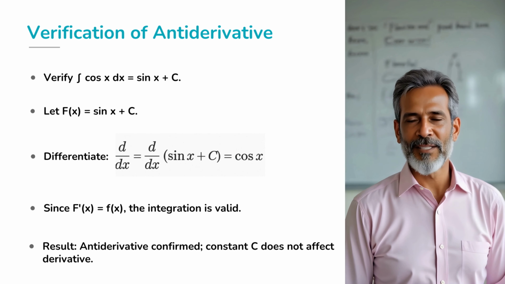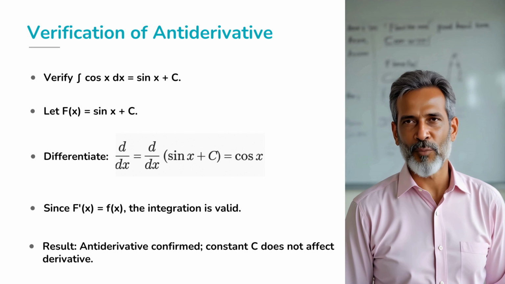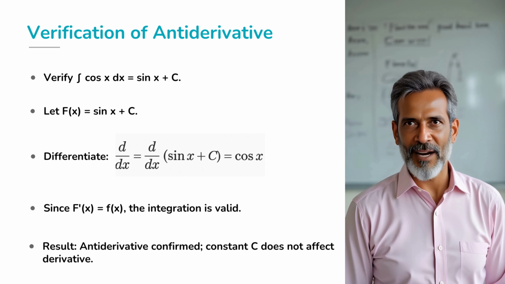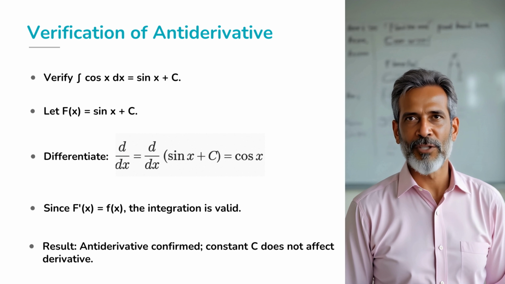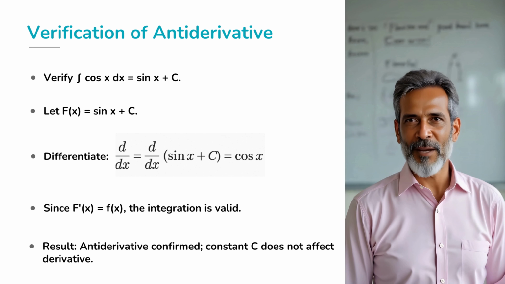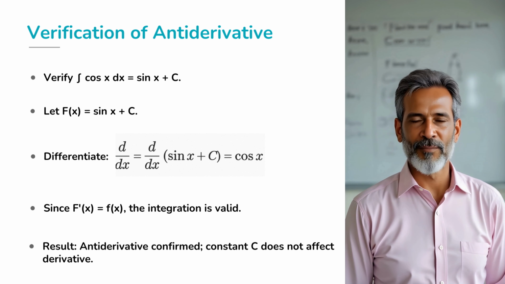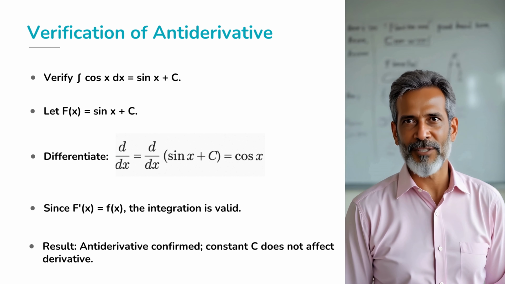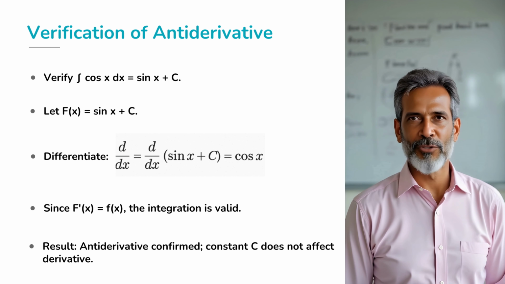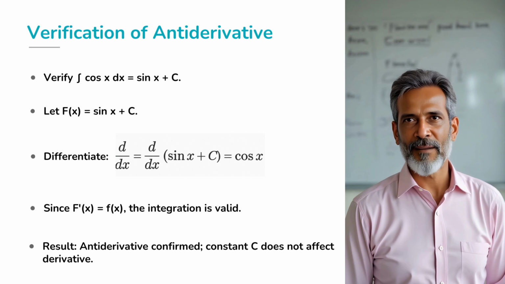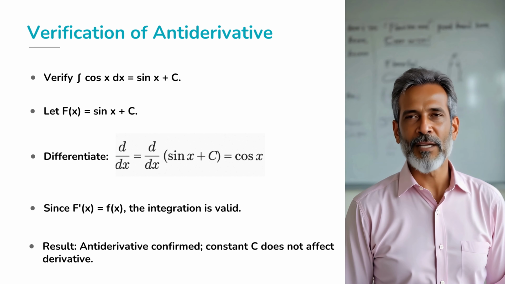Let's verify one example step by step. We want to check if integral of cosine x dx equals sine x plus c. Step 1. Assume F of x equals sine x plus c. Step 2. Differentiate it. Derivative of sine x plus c is cosine x. Step 3. Since F dash of x equals cosine x, the original function is confirmed as an antiderivative. So, our verification is successful. Notice that the constant c disappears when differentiating. That's why integration always includes it.